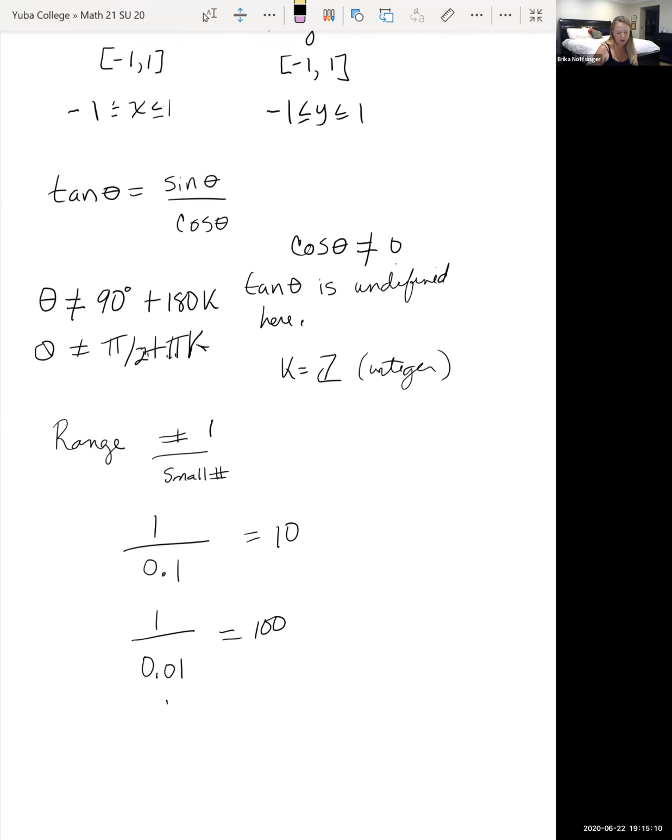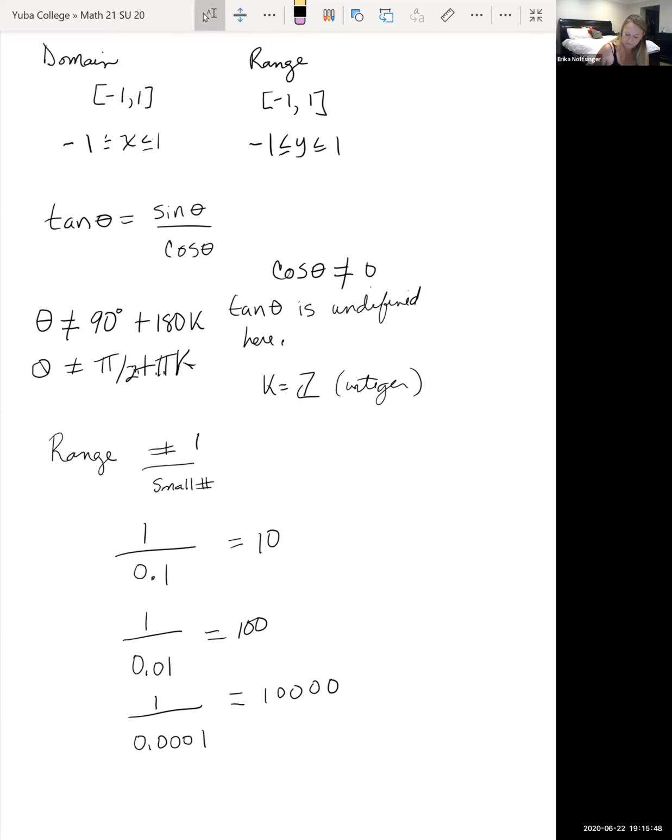So if I even get a number smaller, closer to 0, 1 over 0.0001 is equal to 10,000. So notice if I'm taking a numerator and dividing by something that's getting smaller and smaller, closer and closer to 0, this number is blowing up. It's going to infinity. I can do that same sort of reasoning with negative numbers, because our numbers are between -1 and 1. And so our range for tangent theta is actually all real numbers.